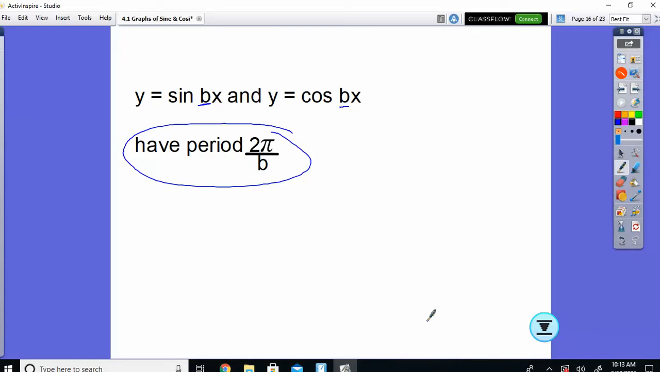So when we graph these things, I'm going to ask you, what is the amplitude and what is the period? The amplitude is the number out in front. The period is 2 pi divided by the number in front of x. So you want to write this down.